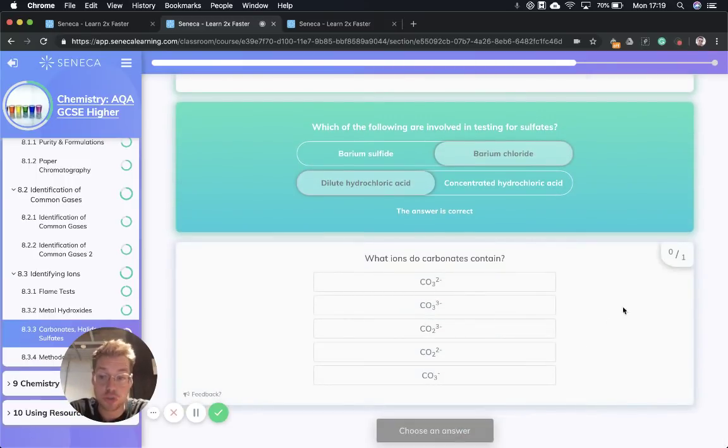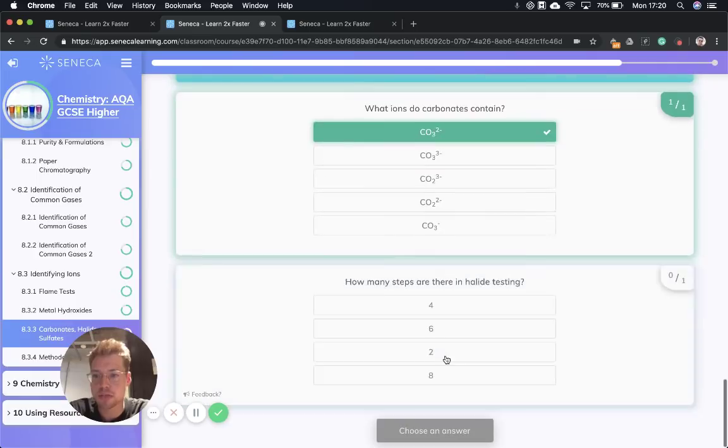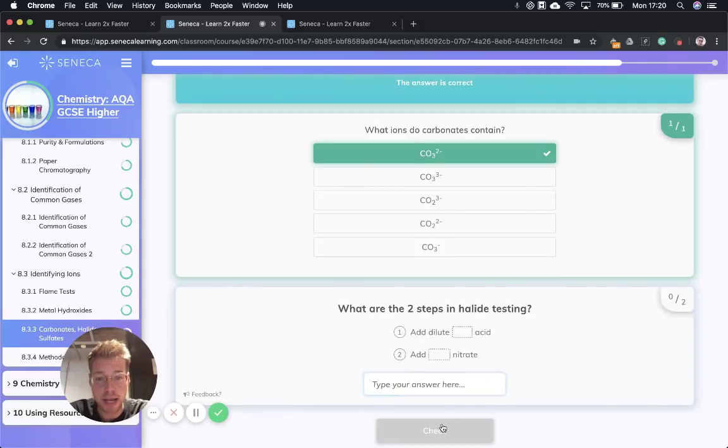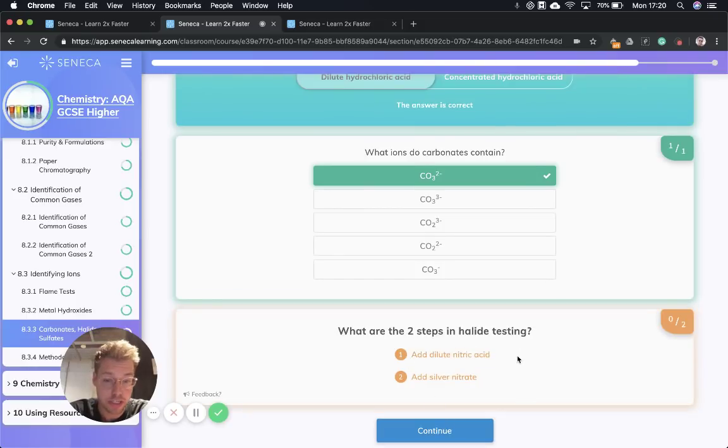Amazing. Okay, so that was a lot of information, a lot to take in. I hope it was useful. Let's just have a few questions to finish. So what ions do carbonate contain? It's CO3 2-, one of those key ions you need to know. How many steps are there in halide testing? It is 2 steps in halide testing. First, we add dilute nitric acid to get rid of carbonate ions, and then we add silver nitrate.